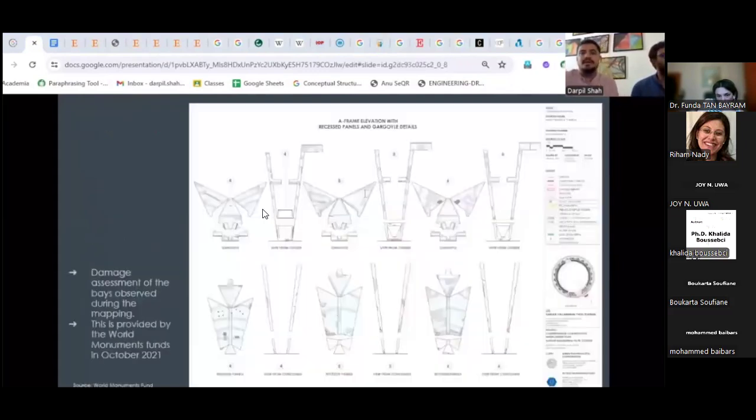So in October 2021, World Monuments Fund also did a structural damage assessment for this structure, where they kept this stadium under the watch list in 2020. So they have prepared this whole document where they have highlighted the structural damages, the cracks, the deteriorating, spoiling of concrete through this map and showed it on the structure.